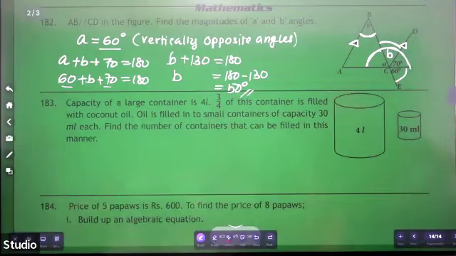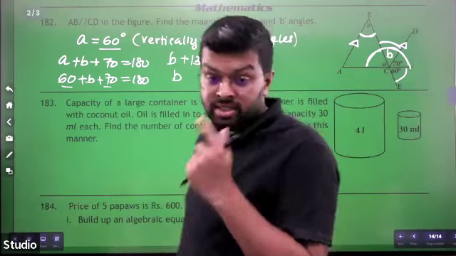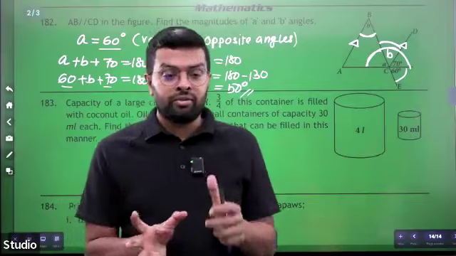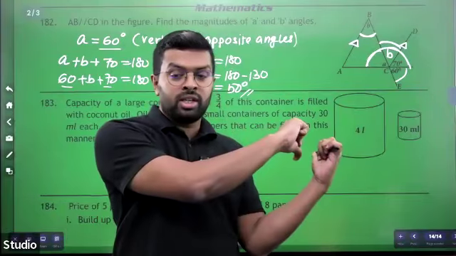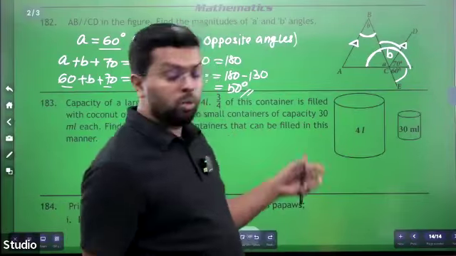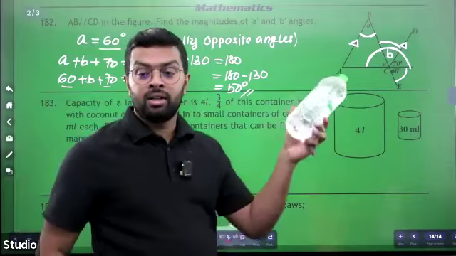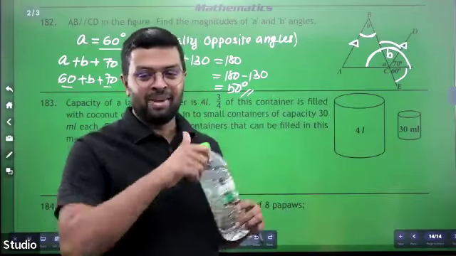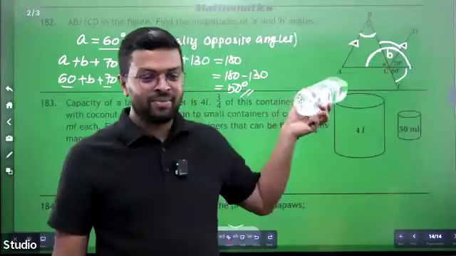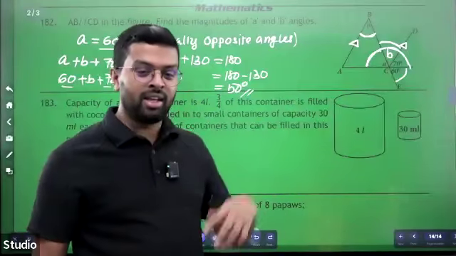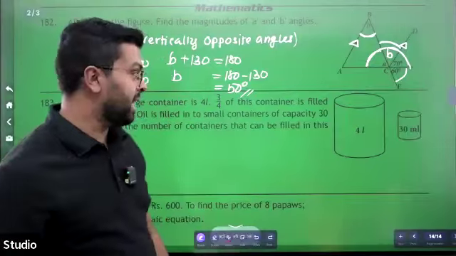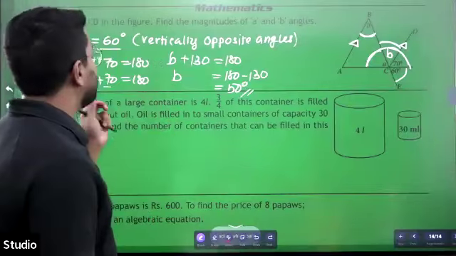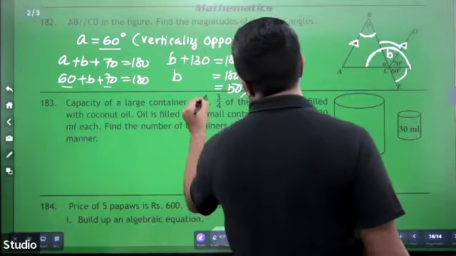The capacity of a large container is 4 liters. Capacity means the maximum amount of liquid that we can put into this container. How many liters of water can be put into this? Only 4 liters can be put in. Beyond that it will fill up and overflow. Right? So the capacity of the large container is 4 liters.